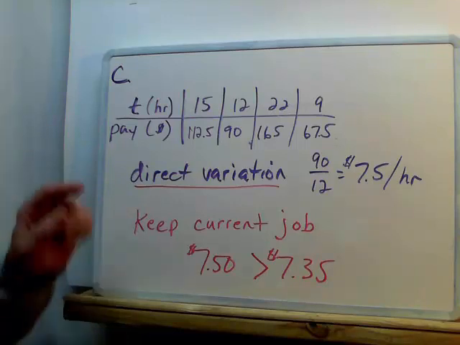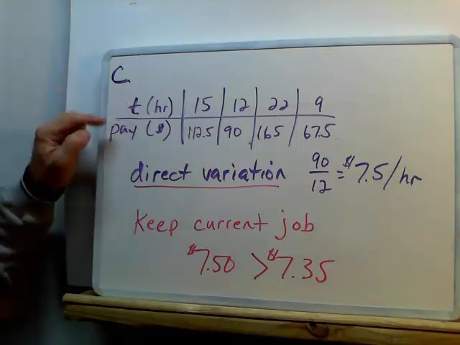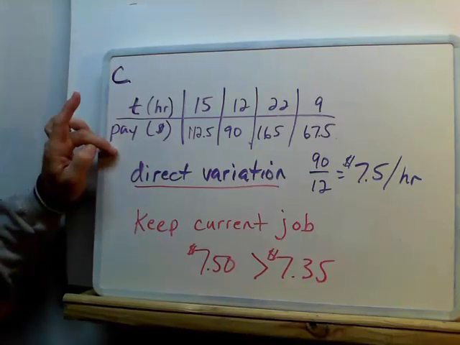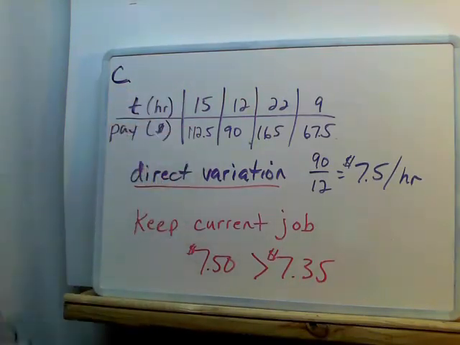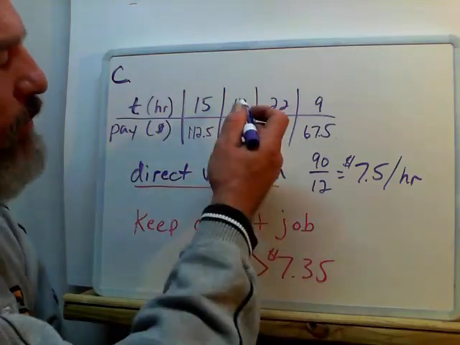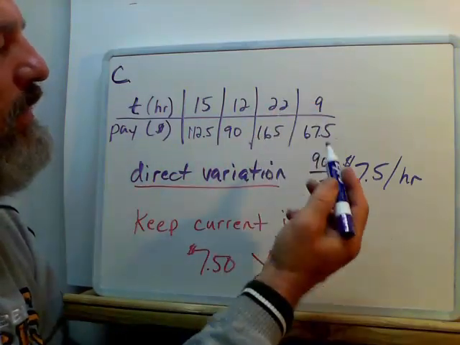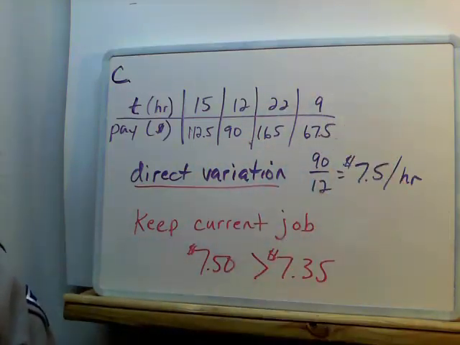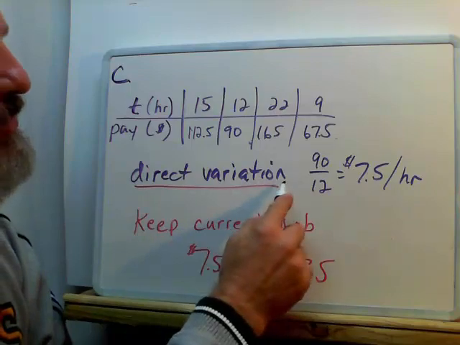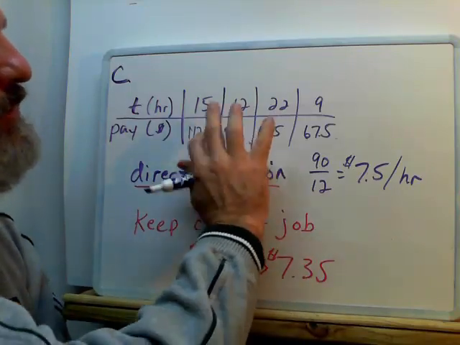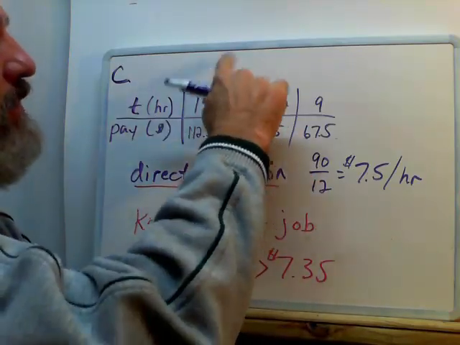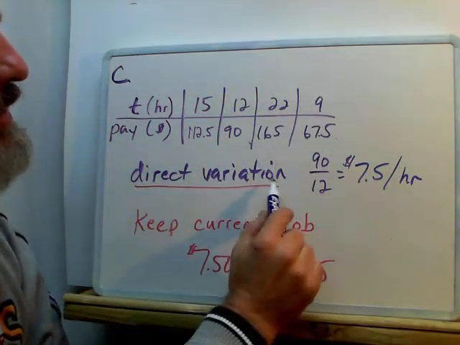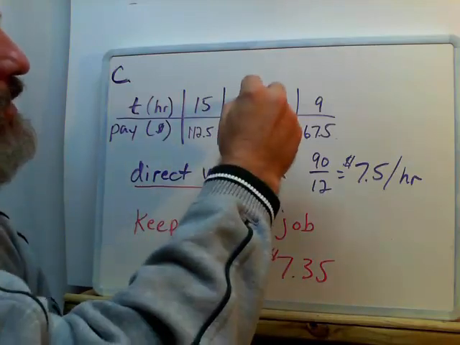Letter C, we have time in hours on the x-axis and pay in dollars on the y-axis. Input, output. Input 15 hours, we get $112.50. Input 12, get 90. Input 22, you get 165. Input 9, you get 67.5. They tell us that this is a direct variation, so we know we don't have to put this in order and check and make sure that the difference between each set is the same, or that it's constant, because it's a direct variation. We know that to be true, so we can just pick one.